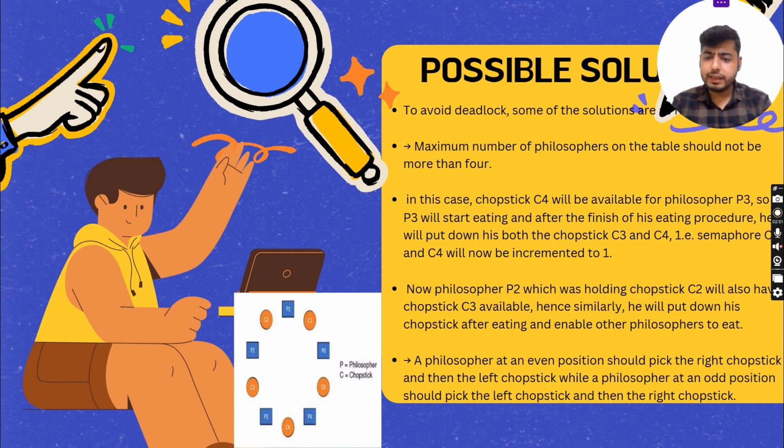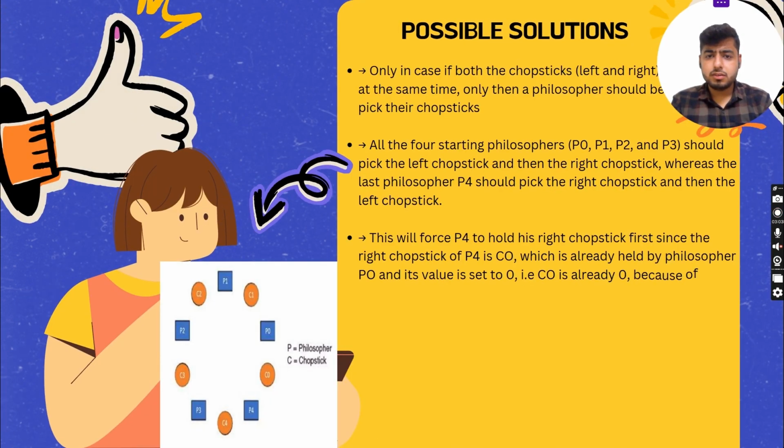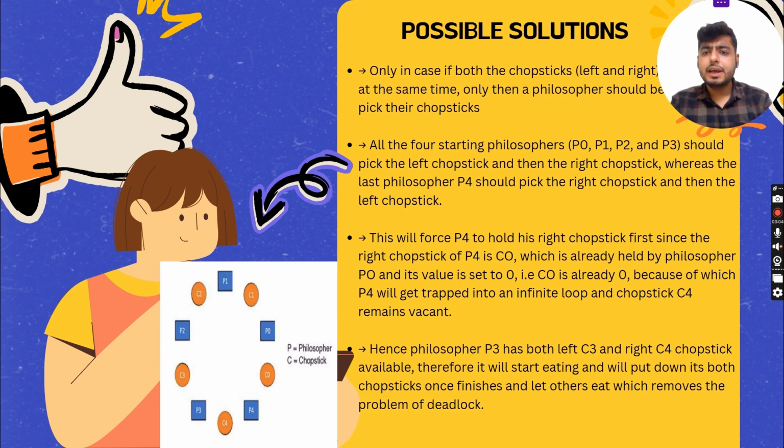Now, a philosopher at an even position should pick the right chopstick and then the left chopstick, while a philosopher at an odd position should pick the left chopstick and then the right chopstick. This is the best solution for this problem. Also, a philosopher should pick up chopsticks only if both the left and right are available at the same time.